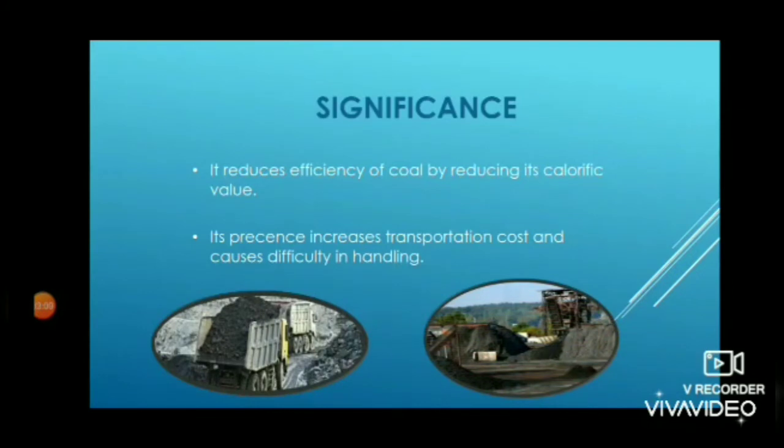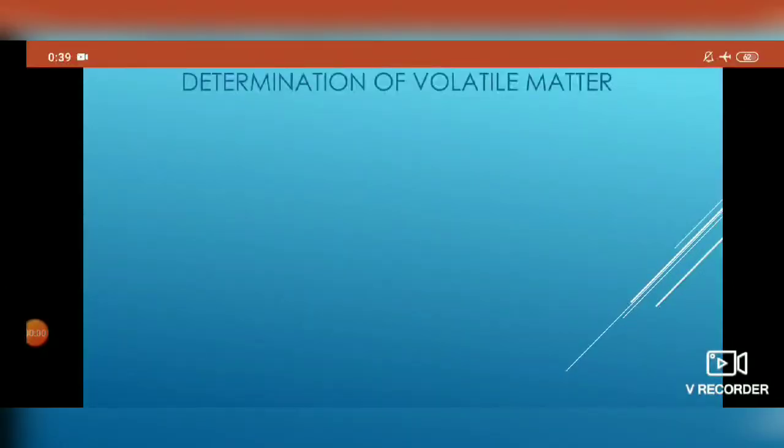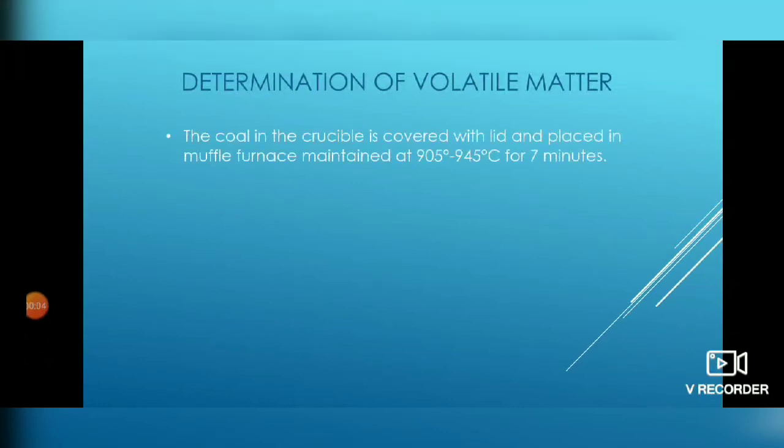Moving to the next slide. Second step. In this step we are going to see the calculation of percentage of volatile matter present in the coal. Now we use the same crucible for determination of volatile matter.